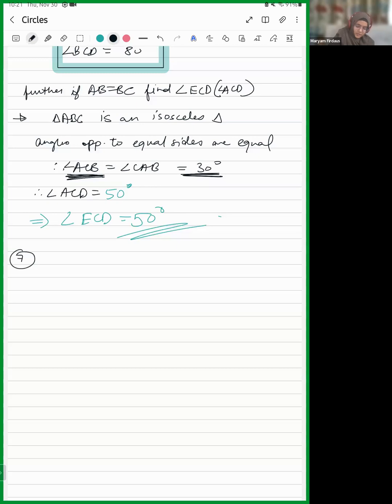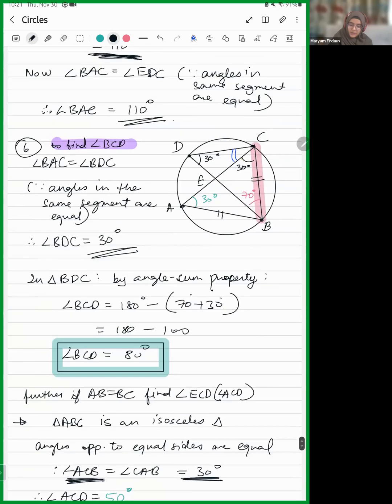If the diagonals of a cyclic quadrilateral are diameters of the circle through the vertices of the quadrilateral, then prove that it is a rectangle. What does that mean? Let's first draw a circle, and now we need to draw a cyclic quadrilateral in such a way that the diagonals are diameters through the vertices of the quadrilateral.